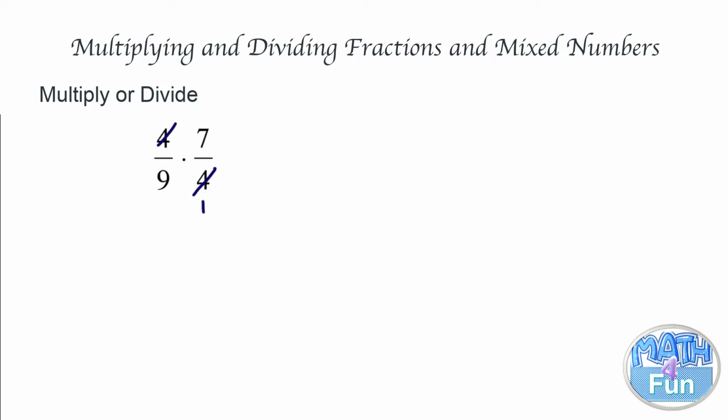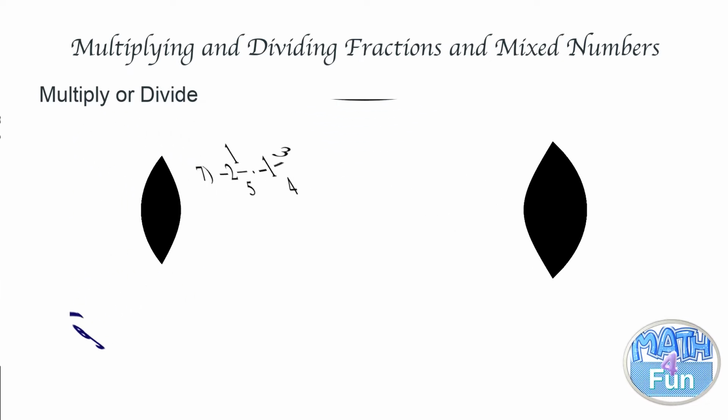Look at the answer now. You will be getting 1 times 7 is 7, and in the denominator we have 9 times 1, which is 9. So you get it in simplest form, straightforward.